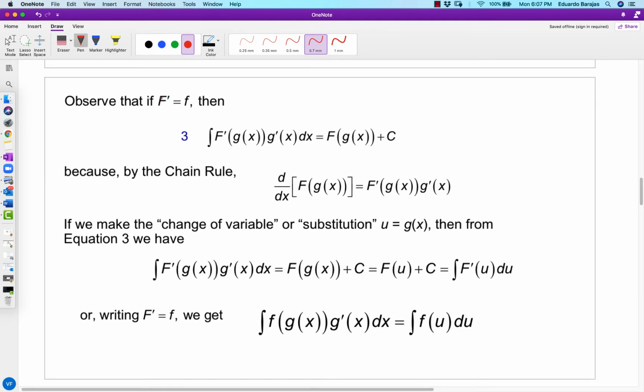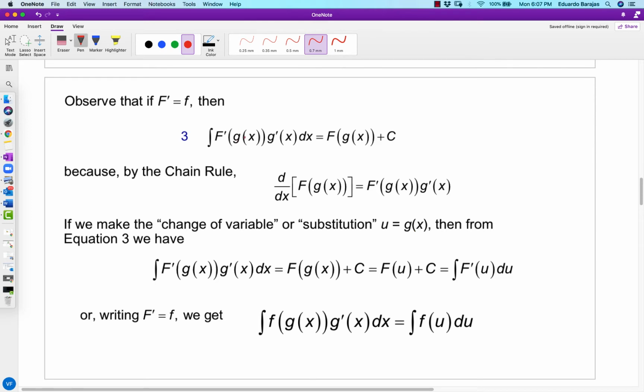So note that, observe that if capital F prime equals lowercase f, then the integral of capital F prime of g of x times g prime of x dx is equal to capital F of g of x plus some constant, right? Meaning that if we take the derivative of this guy here, thanks to the chain rule, we would get this. It's the derivative of the outside function, capital F prime of g of x times the derivative of the inside part.